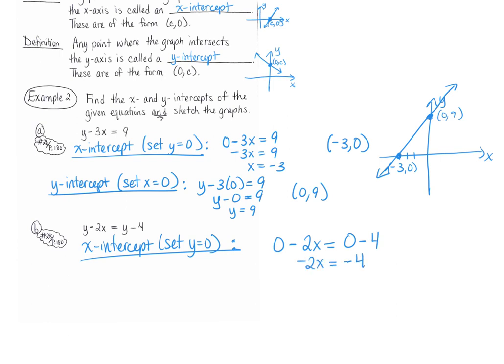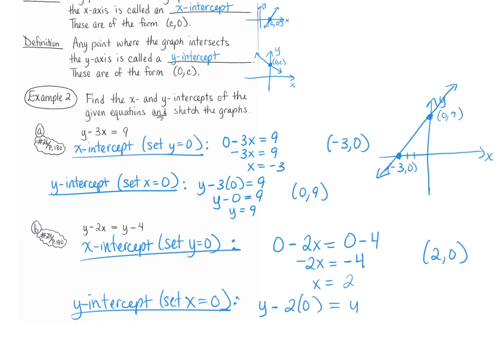Divide both sides by what? Negative 2 to get x equals, what's your point? 2 comma 0. Good. Your y-intercept, you set what equal to 0? Good. Set x equal to 0. And we solve. So whenever we do that, you get y minus 2 times 0 equals y minus 4. That gives us y minus 0 equals y minus 4.